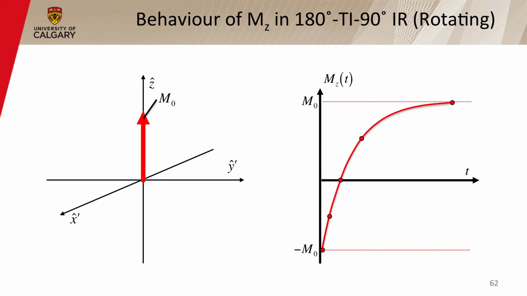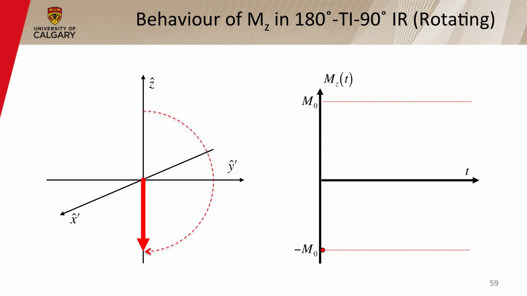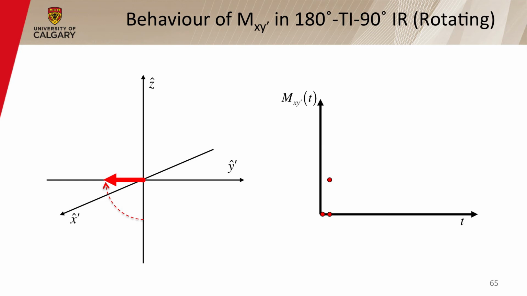But if we look at the behavior in the transverse plane of that same phenomenon, then we get some sort of non-zero magnetization, which is going to decay away according to our T2 that we just talked about earlier.